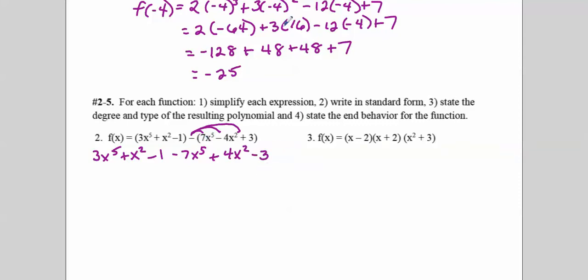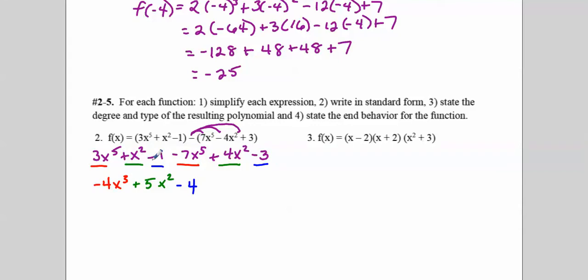Now you're going to combine like terms. So I have 3x to the fifth minus 7x to the fifth gives you negative 4x to the fifth, and x squared and 4x squared gives you 5x squared. And negative 1 minus 3 gives you negative 4.